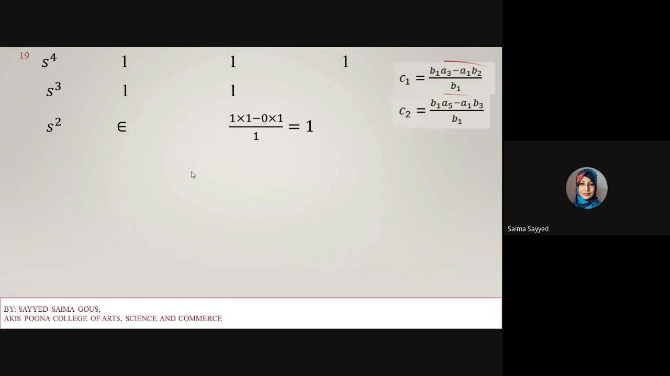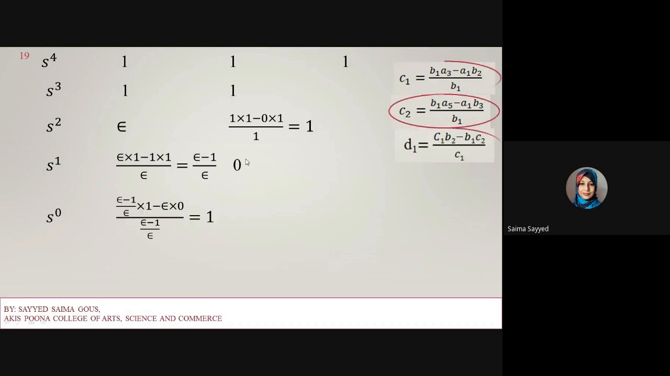Now find out C1, C2 by using these formulas. So C1 will be epsilon into 1 minus 1 into 1 divided by epsilon, which will become epsilon minus 1 divided by epsilon, and C2 will become 0. Then find out D1. So D1 will be epsilon minus 1 divided by epsilon into 1 minus epsilon into 0, whole divided by epsilon minus 1 divided by epsilon, which will give you 1.